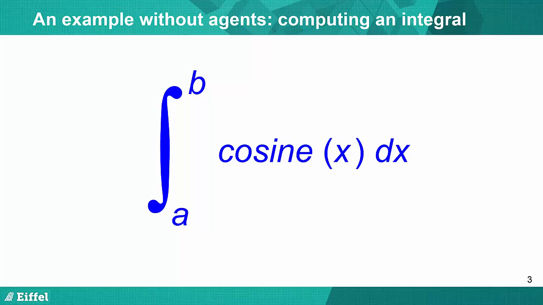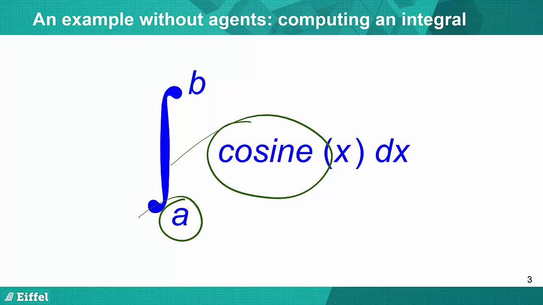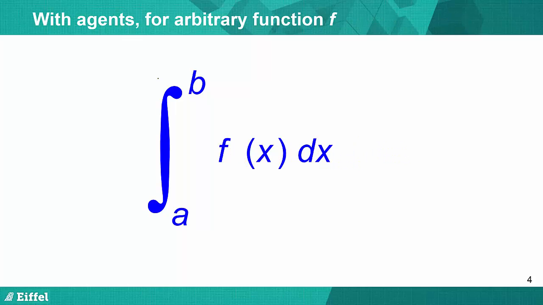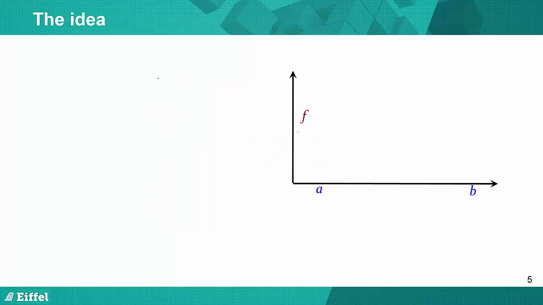We want to compute the integral of a certain function. In this case, I'm taking the example of the cosine function between a certain lower bound A and an upper bound B. So this is how we would express it mathematically, and of course we cannot compute the exact integral, but we can approximate it for an arbitrary function f. So the trick is going to be able to compute this not just for cosine, but for an arbitrary function.